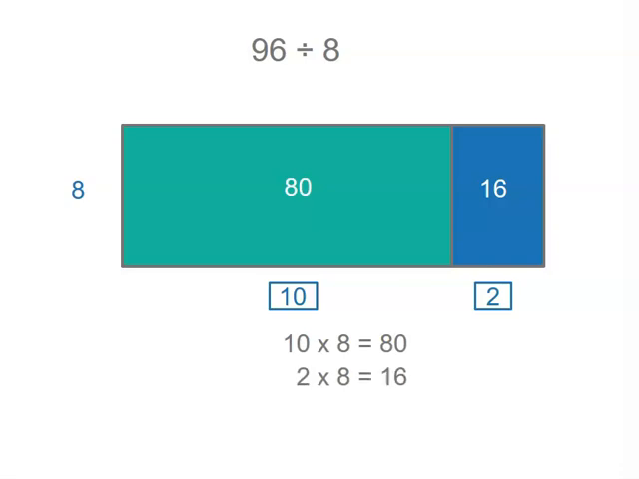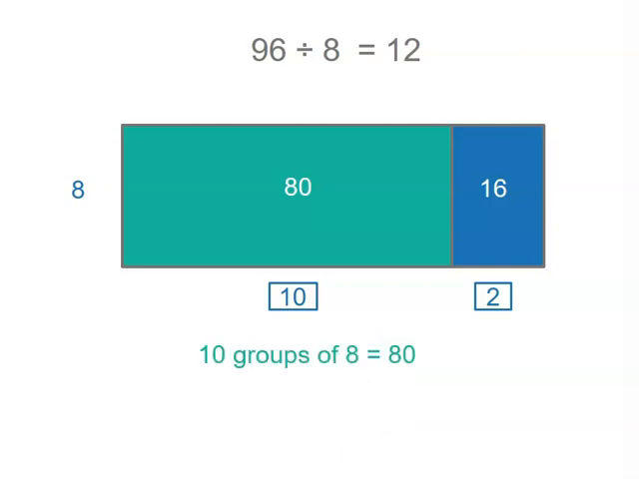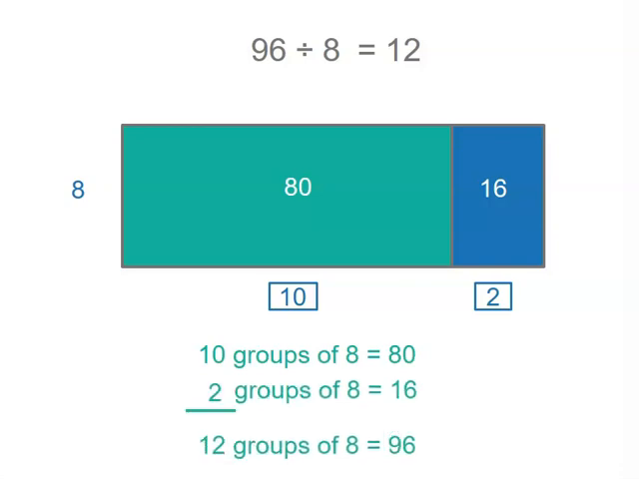10 times 8 is 80, the first rectangle's area, and 2 times 8 is 16, the area of the second rectangle. So altogether, 12 times 8 gives me 96. So I've solved it just like I did before. Remember we had 10 groups of 8 was 80, 2 groups of 8 was 16, which told us that we had 12 groups of 8 to make 96. Same problem, just 2 different ways.